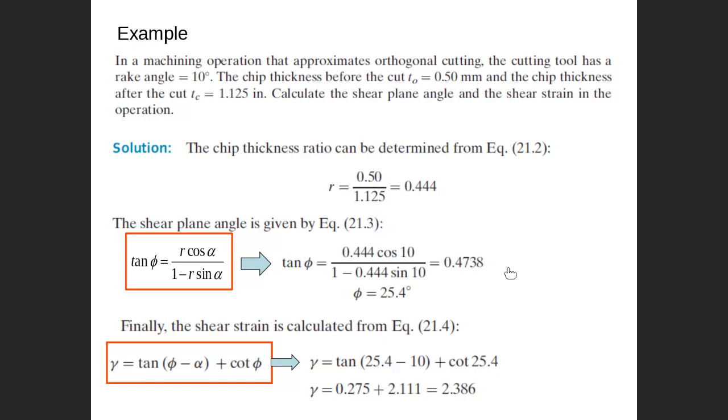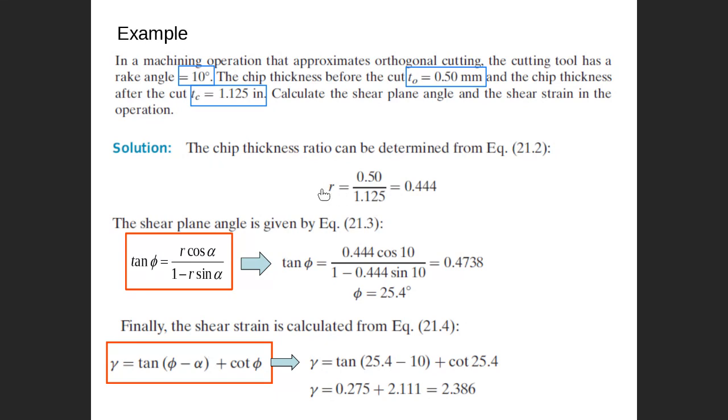Okay, let's take an example. In a machining operation, the approximate orthogonal cutting, which means a two-dimensional cut, the cutting tool has a rake angle alpha, which is given. The chip thickness is given: To is the uncut chip thickness, and Tc is the chip thickness after the cut. He gives me To, Tc, and alpha. Calculate the shear plane angle phi, and we need to obtain the shear strain.